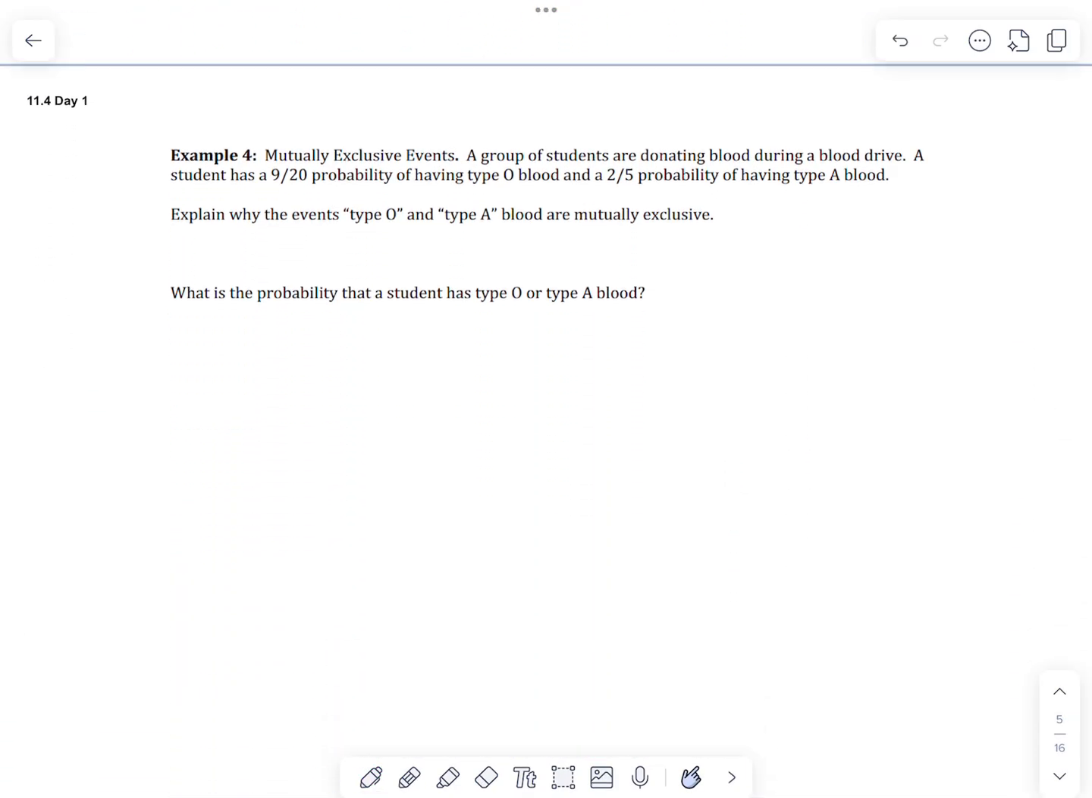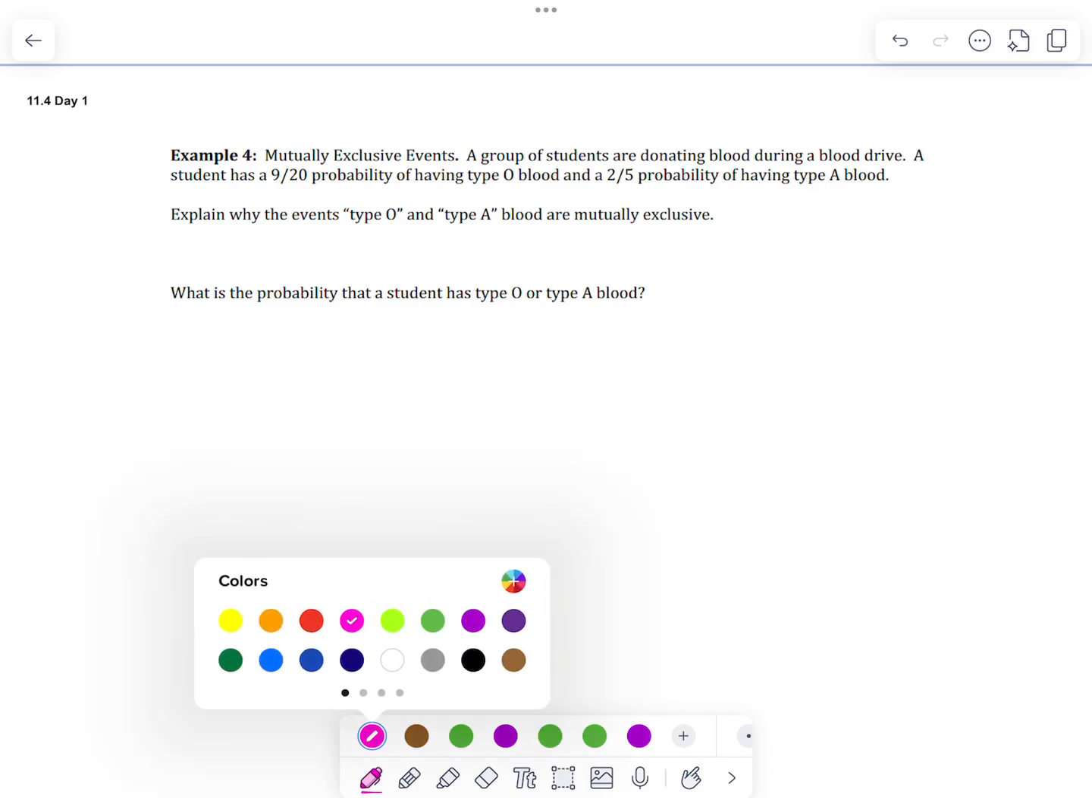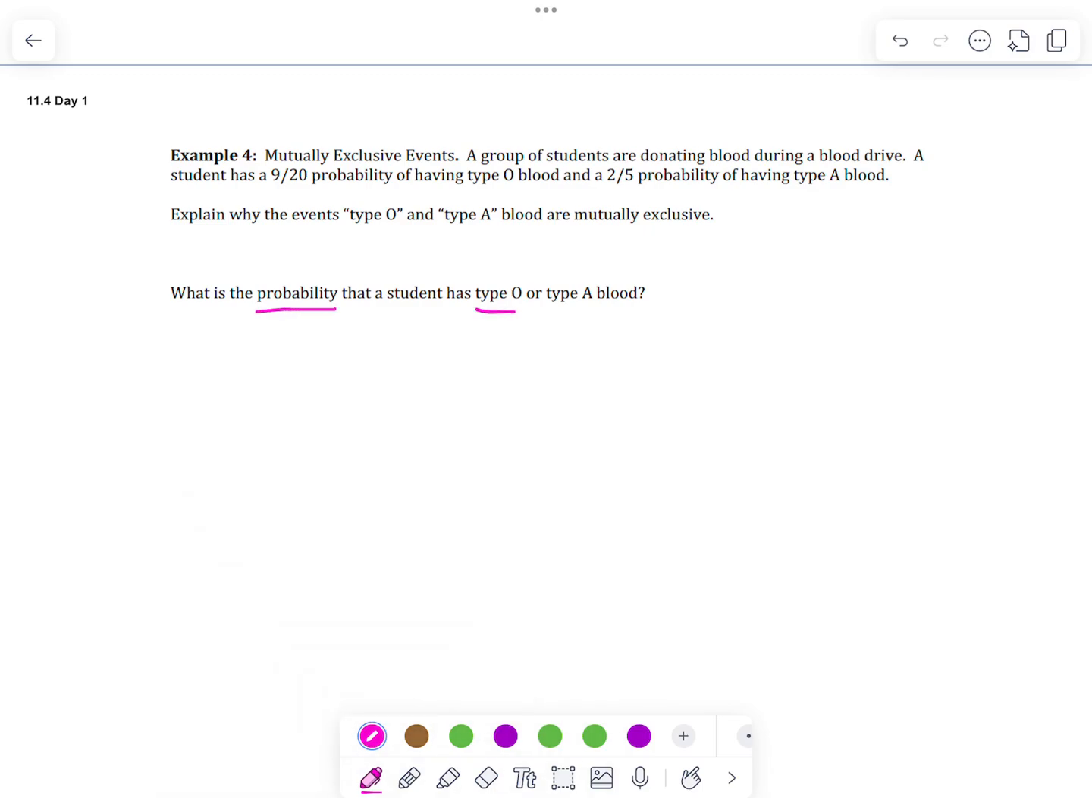Example 4, another mutually exclusive event. A group of students are donating blood at a blood drive. A student has a 9 out of 20 probability of having blood type O and a 2 out of 5 probability of having blood type A. These are considered mutually exclusive because you either have O or A, you can't have both of them. So it's asking us what is the probability that a student either has O or A. So these are mutually exclusive. So we have O or A.